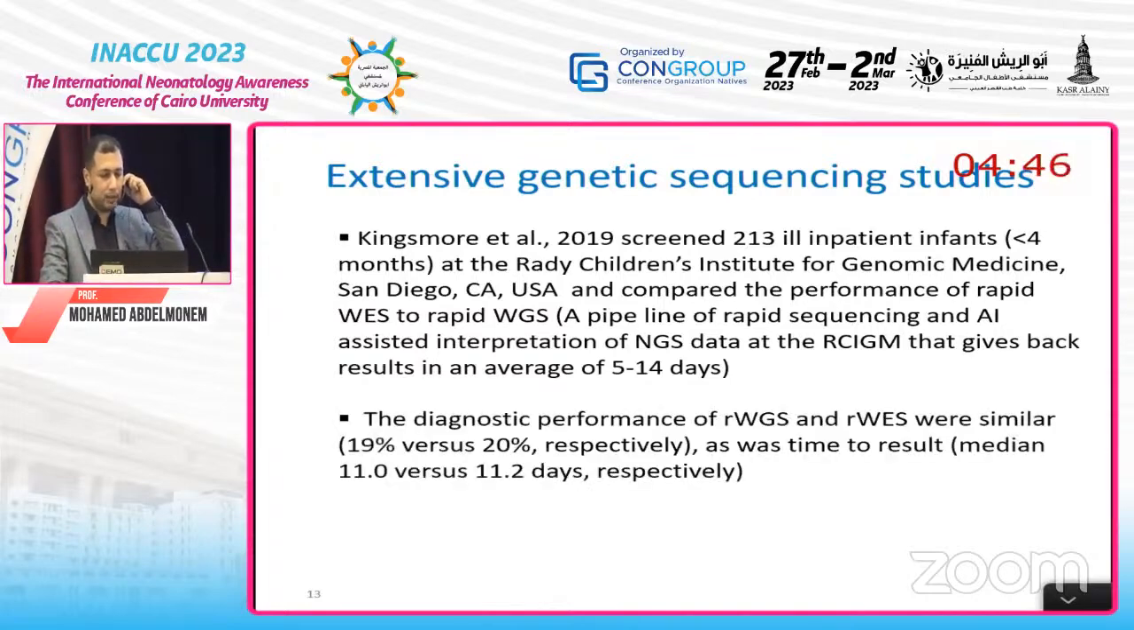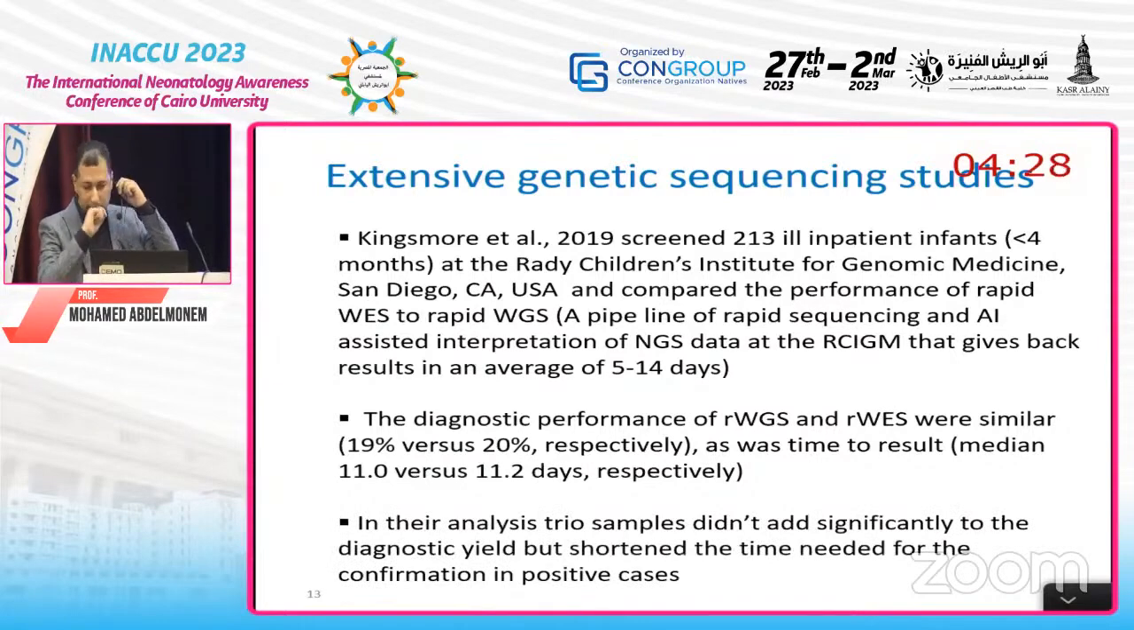The diagnostic performance of the rapid whole genome sequencing and rapid whole exome in their study were similar, more or less, giving a diagnostic yield of 19-20% respectively, as was the time to result, with a median of 11 and 11.2 days. In their analysis, the trio samples didn't significantly add to the diagnostic yield, but shortened the time needed for the confirmation in positive cases.